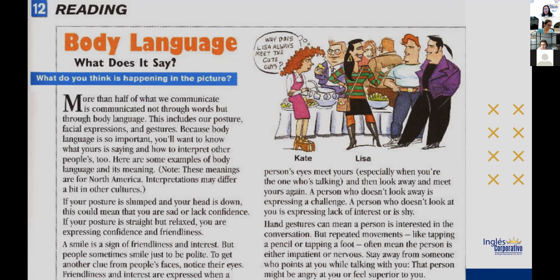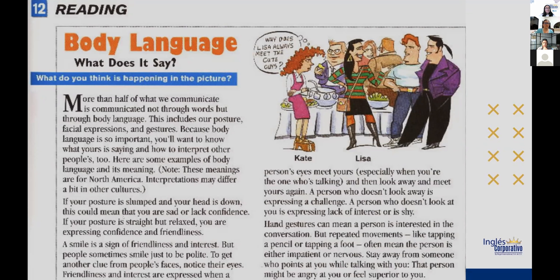Uncomfortable. Yes. Okay. Here are some examples of body language and its meaning. These meanings are for North Americans. So this is the common interpretation a North American will have, right? Interpretation may differ a bit in other cultures. So they might have a little difference, right?